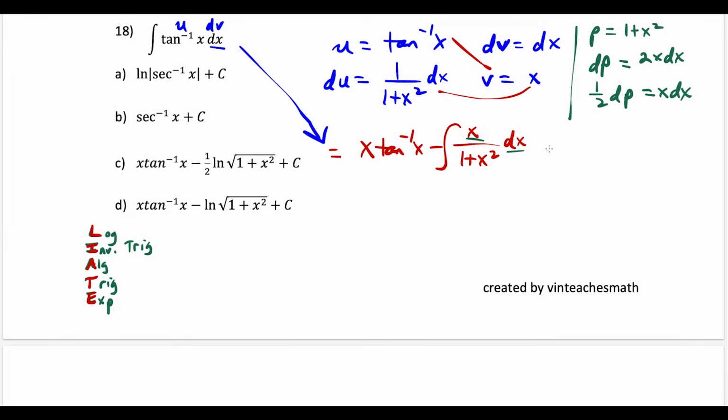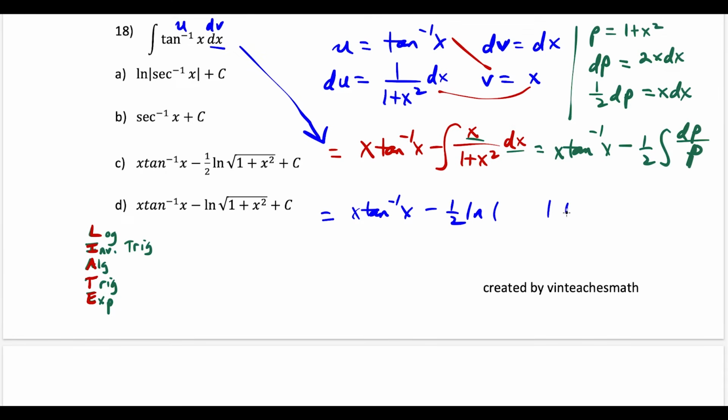So this allows us to now say in the next line that this is equal to x tangent inverse x minus, and then x dx on top, I'm going to put a 1/2 in front, and then I have in the integral dp over the bottom, we're just going to call p. So now we're ready to do the antiderivative step here. And we're going to rewrite this. This is going to be x tangent inverse x minus 1/2 natural log absolute value of p. And then I throw on my plus c here. And remember, p was equal to 1 plus x squared. And since 1 plus x squared is always positive, we could just throw the parentheses on like this. It could drop the absolute value.